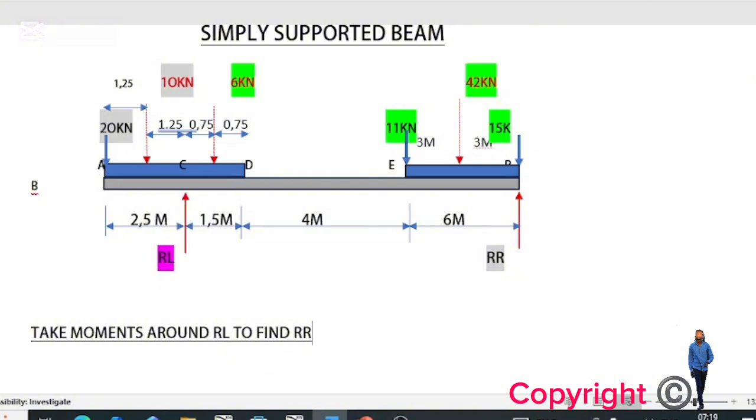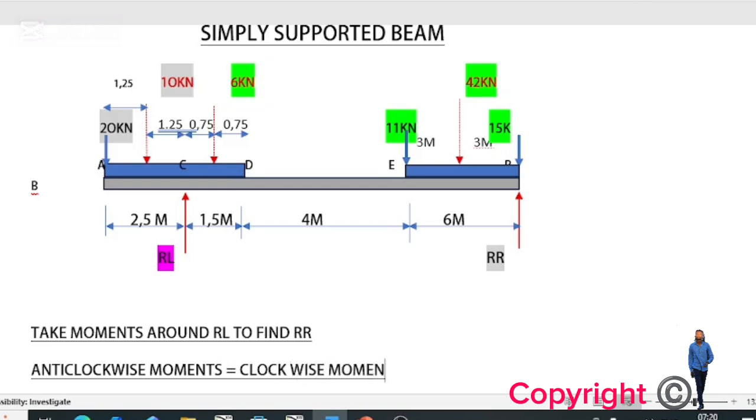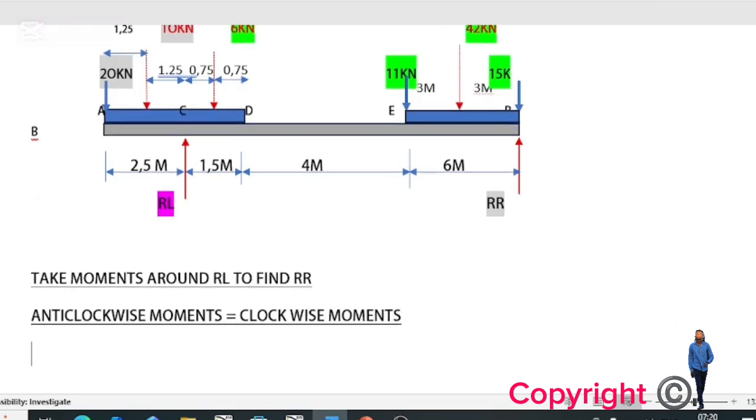So let's start. We'll say anti-clockwise moments equals clockwise moments. Then step number 2, it will be like this.